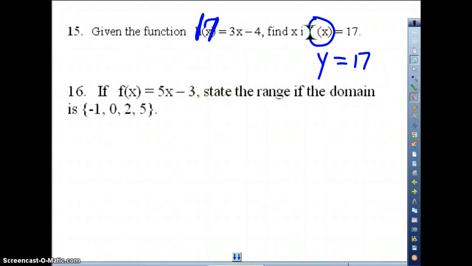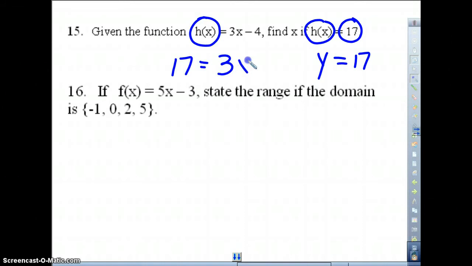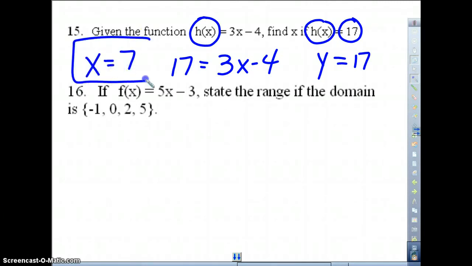Do you guys see where we're replacing the h of x with 17? If h of x is also known as 17, we're going to put 17 right there. We're solving 17 equals 3x minus 4, and I know you guys know how to do that. Add 4, divide both sides by 3. What do you get? 7. X equals 7. Yep. Yay, we're smart.